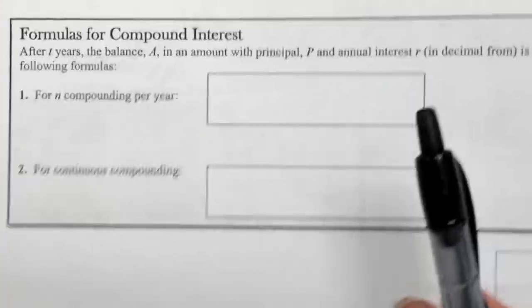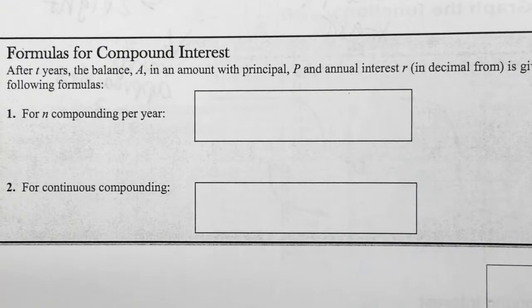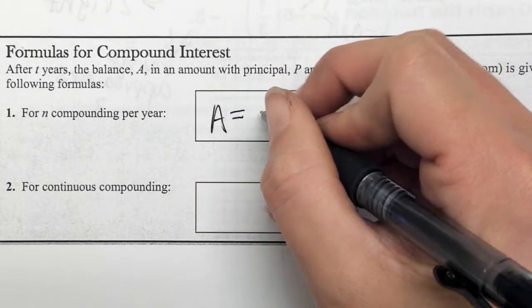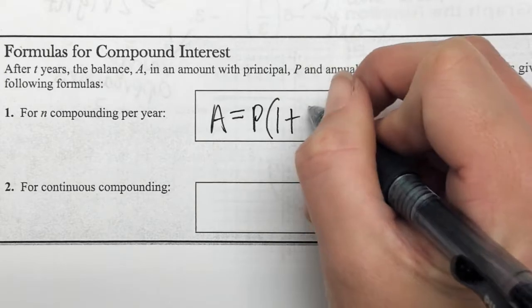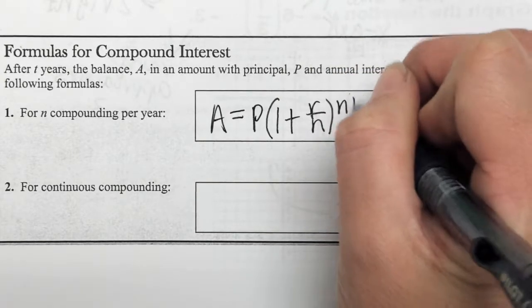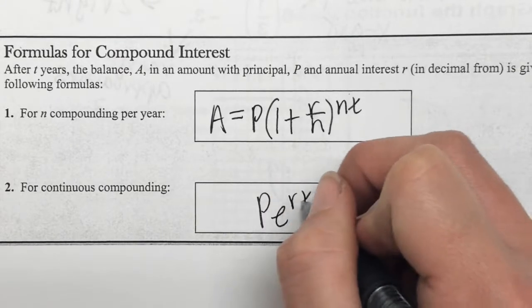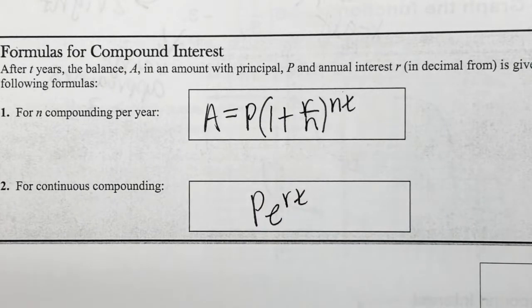All right, flip it over. I put this up here so you wouldn't have to keep flipping back for formulas. For compounding n times per year, this is the formula: A equals P times 1 plus r over n, to the nt. And then for continuous, that's going to be P e to the rt. Find e on your calculator.